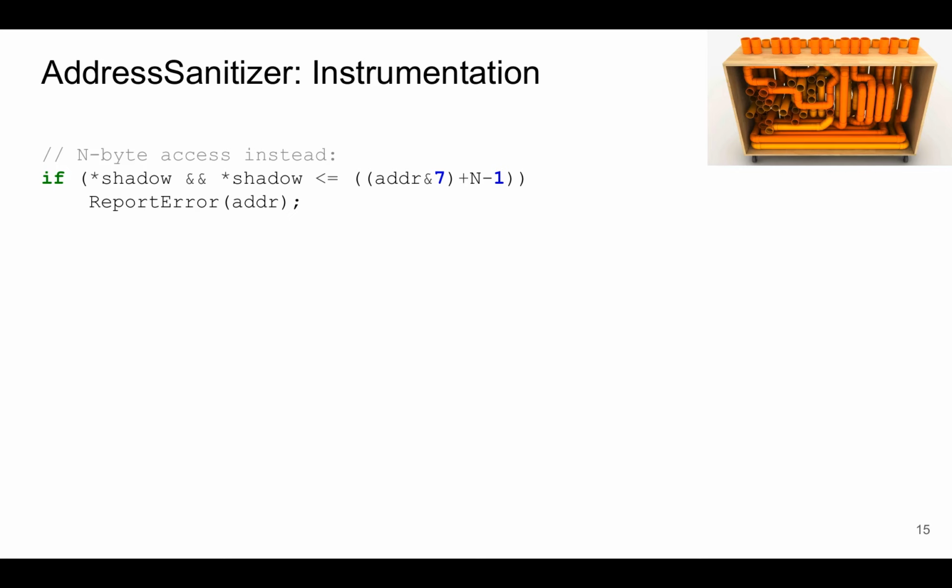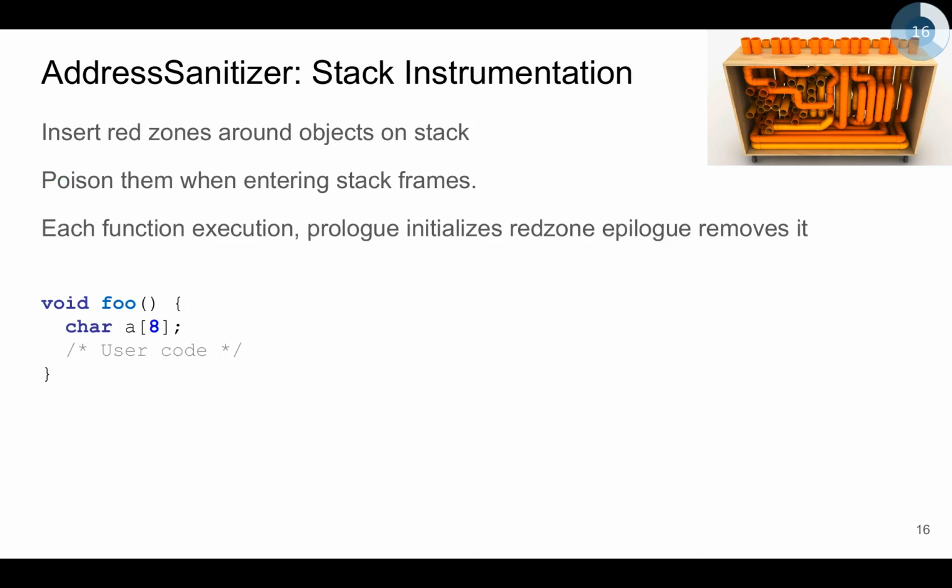This is how you see how the internal plumbing here actually works. So let's talk about the implementations or the instrumentations for a bit. What do we do on the stack? On the stack, the address sanitizer instrumentation adds the red zones around the objects on the stack and poisons them whenever we enter the stack. When the function exits, we depoison them.